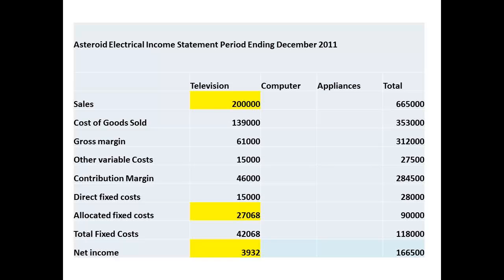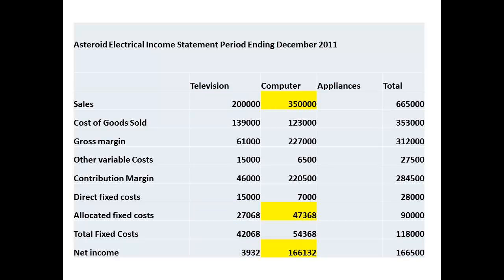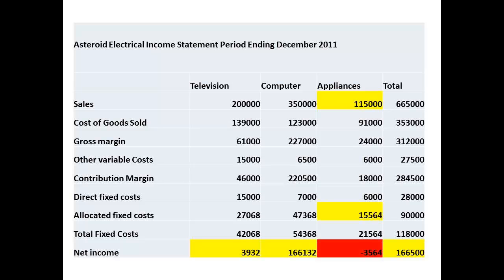The television department has sales of $200,000 with a net income of $3,932. A total of $27,068 of fixed costs are allocated to the department. The computer department has sales of $350,000, producing a net income of $166,132 after deducting the fixed cost allocation of $47,368. The appliances department has sales of $115,000 but is making a loss of $3,564 after deducting their allocated fixed costs of $15,564.